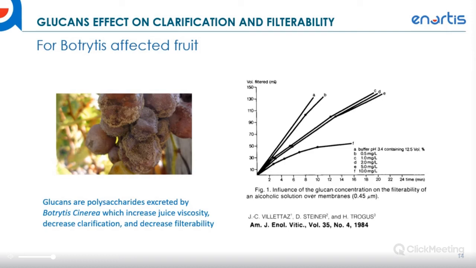So if you have a botrytis affected lot and you treat it in the juice, you can have a wine that filters beautifully. But if you don't treat the glucan issue and you wait until the very end of the process and you start filtering, you're going to basically have to delay your bottling potentially by weeks to be able to degrade those glucans. So just something to keep in mind. Proactive approaches with botrytis are definitely recommended.